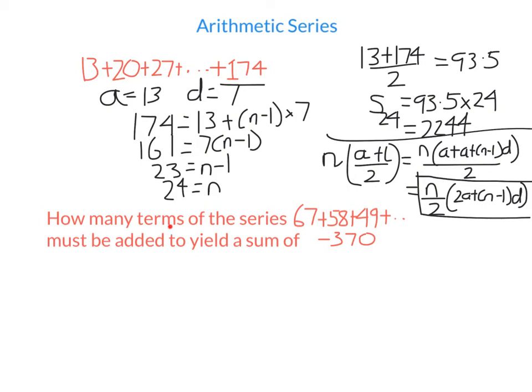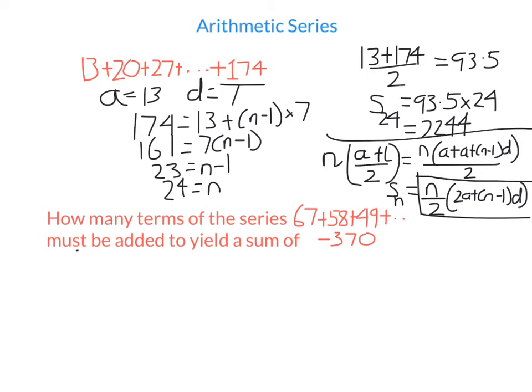So now we're asked how many terms of this series must be added to get a sum of minus 370. So this time we know the sum, but we need to find n. So the sum, Sn, the sum of the first n terms is given by this formula. So let's just substitute in everything we do know into this formula and find what we don't know.